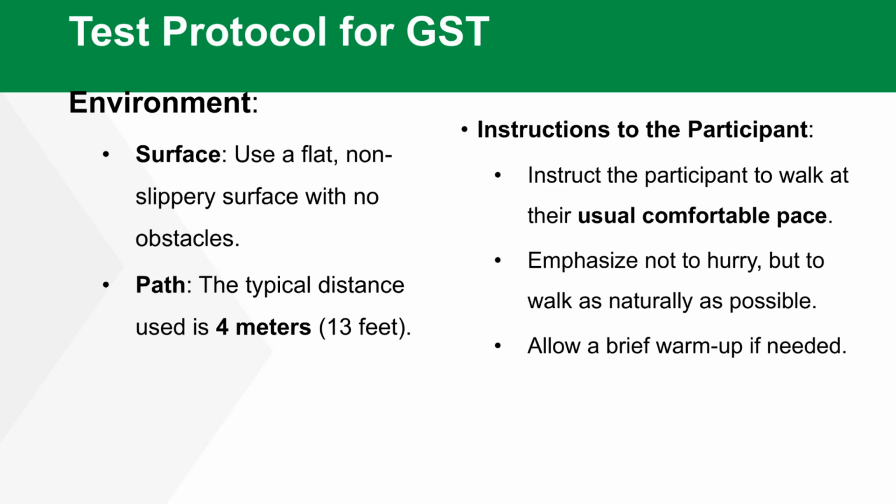To set up the test, you need to find a flat, non-slippery area without obstacles. This could be a hallway or an open area in a gym or therapy center. The typical path distance is 4 meters or 13 feet. This should be marked off, and the participant should be instructed to walk at their usual comfortable pace. They do not need to hurry but walk as naturally as possible. You can allow a brief warm-up.